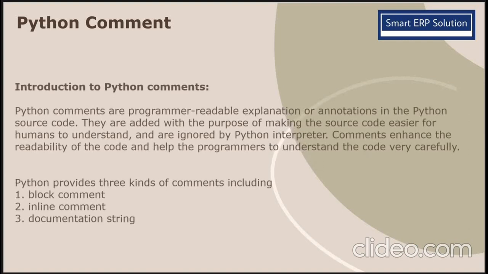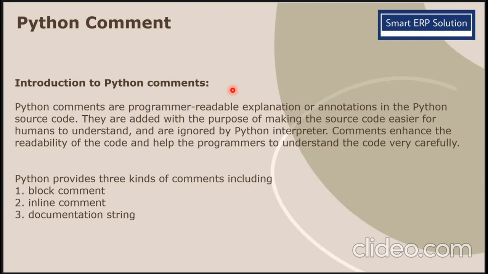Python comment. Introduction to Python comments. Python comments are programmer-readable explanations or annotations in the Python source code. They are added with the purpose of making the source code easier for humans to understand and are ignored by the Python interpreter. Comments enhance the readability of the code and help the programmer to understand the code very carefully. Python provides three kinds of comments, including block comment, inline comment, and documentation string.